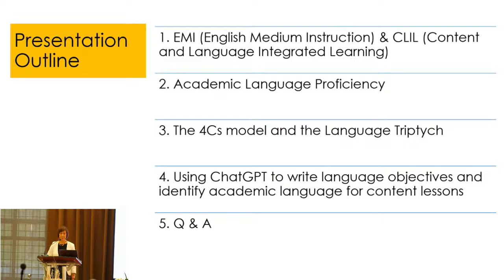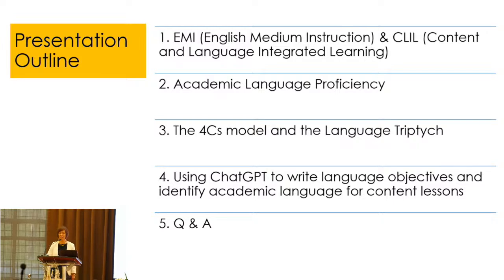Then, I'm going to share some ideas about how we can use ChatGPT. I'm sure everybody in this room has heard of ChatGPT. How we can use ChatGPT to write language objectives and identify academic language for content lessons. And I hope to have time for Q&A.